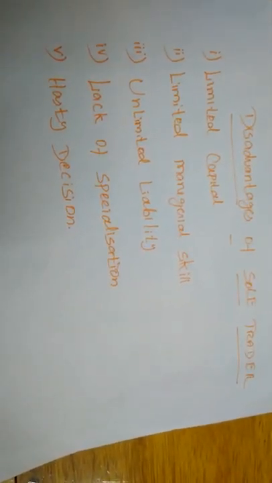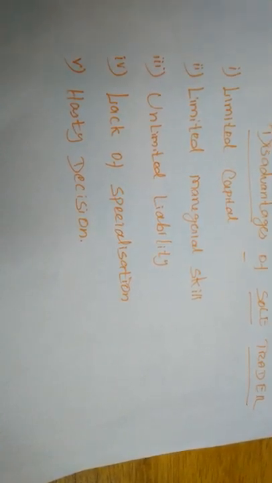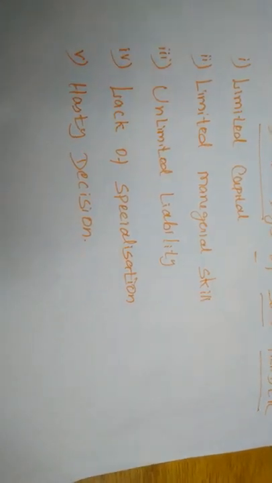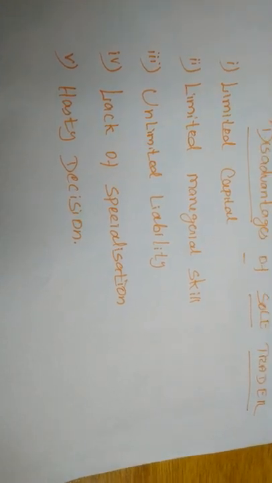decisions. So what are the disadvantages of the sole trading business? First one is limited capital, the small capital. Because of that, he cannot increase his organization. Next, limited managerial skill. Because of the limited managerial skill, he will not be able to arrange. Next, unlimited liability. He must repay the money to the money lenders.